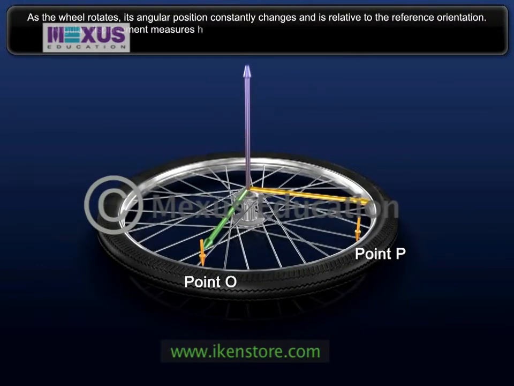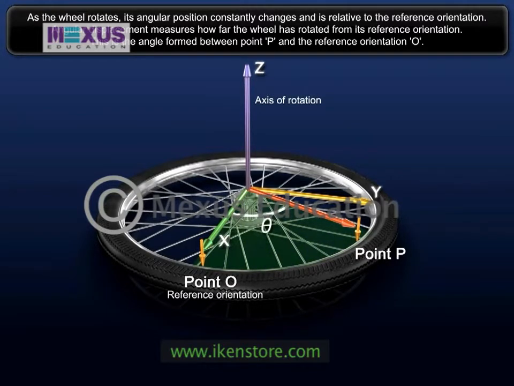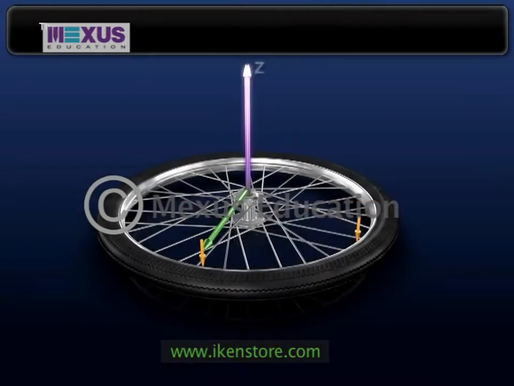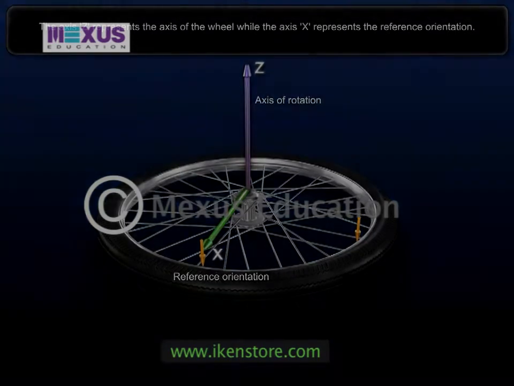Angular displacement measures how far the wheel is rotated from its reference orientation. This is the angle formed between point P and the reference orientation O. The axis Z represents the axis of the wheel, while the axis X represents the reference orientation.